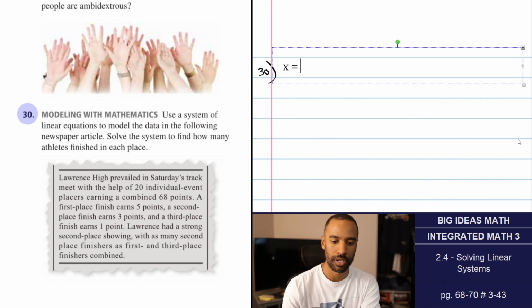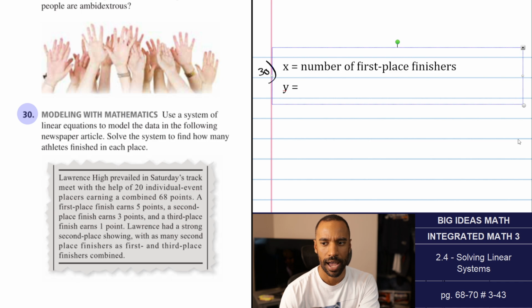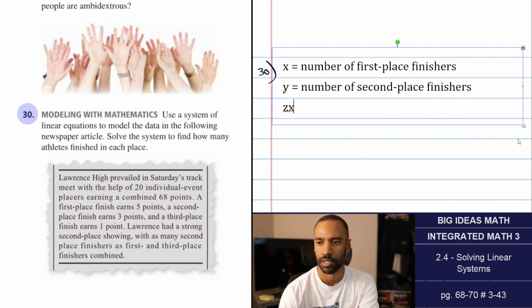Let X equal the number of first place finishers, Y the number of second place finishers, and Z the number of third place finishers.